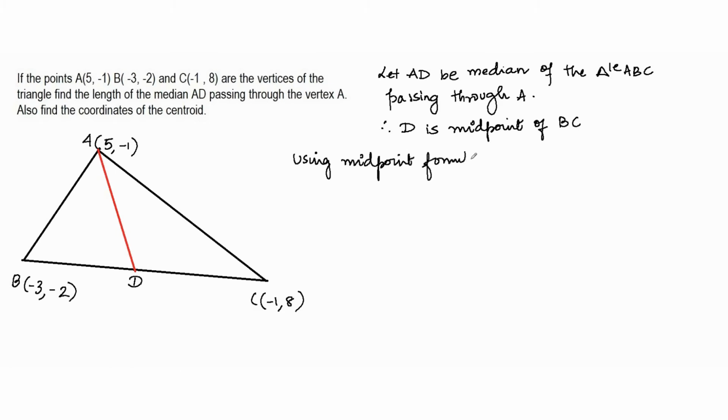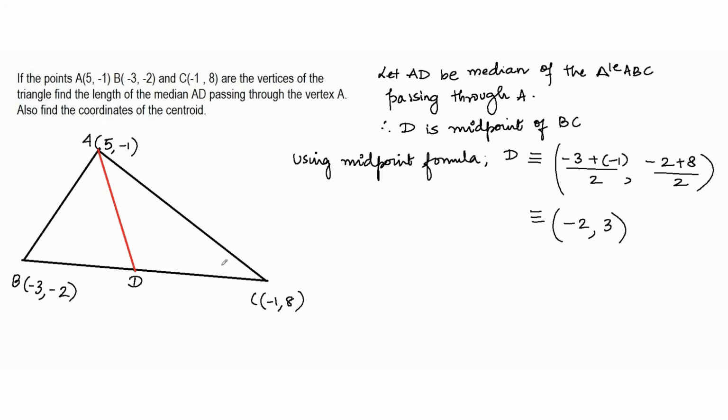So what are the coordinates of D? The coordinates of D is going to be the average of the coordinates of B and C. So that's going to be (minus 3 plus of minus 1) by 2, comma, (minus 2 plus 8) divided by 2. And that is going to be minus 3 minus 1 is minus 4 by 2 is minus 2. And minus 2 plus 8 is 6 by 2 is 3, right? So the coordinate of the point D is going to be negative 2 comma 3.